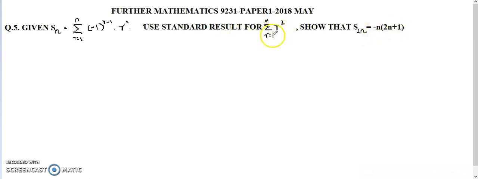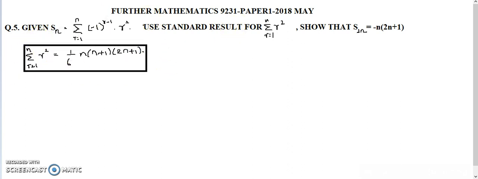So first let's see what sigma r equal to 1 to n of r² is. We know that the standard result for sigma r equal to 1 to n of r² is equal to 1/6 n(n+1)(2n+1). Now let's start the problem. It is given that Sn is equal to sigma r equal to 1 to n of (-1)^(r-1) r², right?